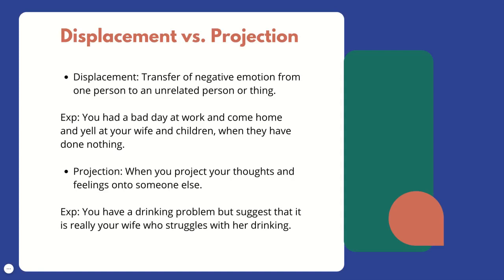Displacement: transfer of negative emotion from one person to an unrelated person or thing. I'm mad, so I'm going to take it out on someone else. I'm mad, so I'm going to take it out on an object, right? What this could mean is I'm mad, I'm going to punch the wall. I'm transferring that negative emotion into the wall when I punch it.